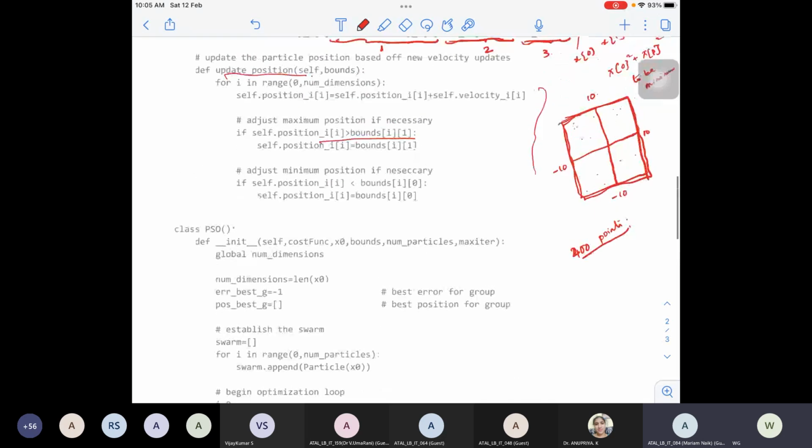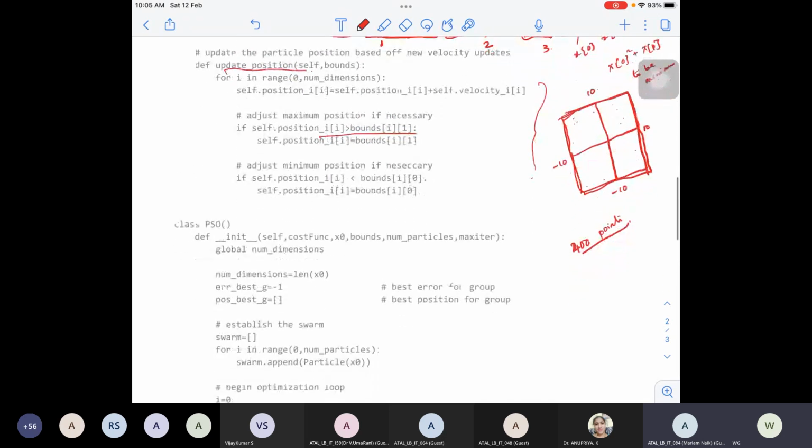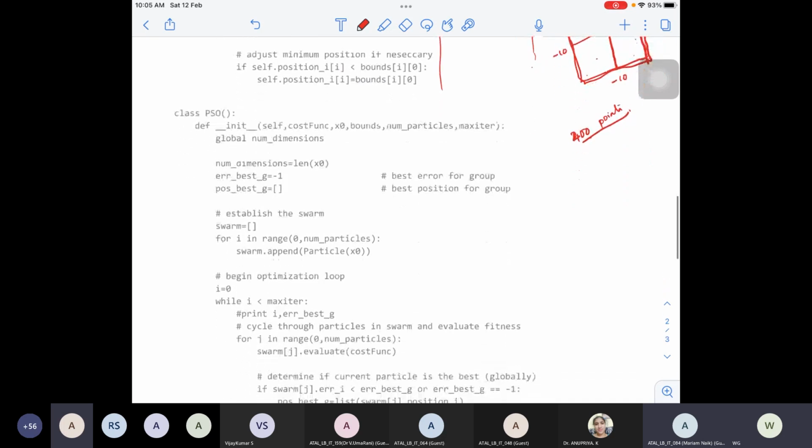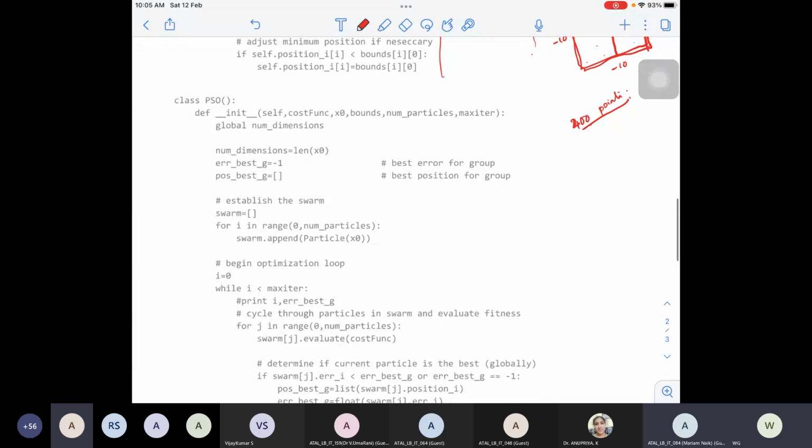So whenever, say for instance, a particle is here, now using the update we calculate the next position of the particle as this one, so it goes out of bounds of this region. So it needs to be brought back into this region, right? So you keep it bounded at this particular position only. That is what is done using these two if conditions.